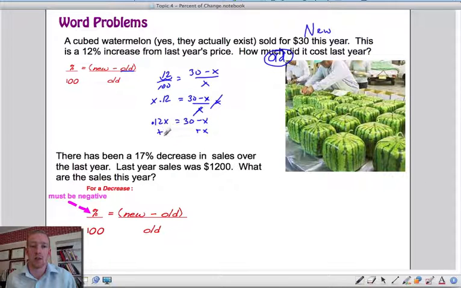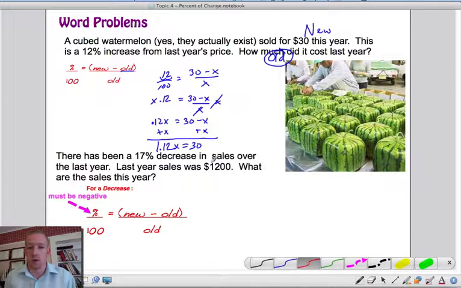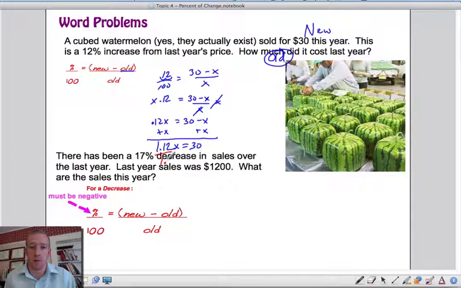So I'm going to add that to both sides. So 0.12x plus 1x is 1.12x equals 30. To solve that, you're going to divide both sides by 1.12, and you get x equals 30 divided by 1.12, which is approximately 26.76. So $26.76, which makes sense. It's a 12% increase, so the old price was smaller and it increased to the higher new price.